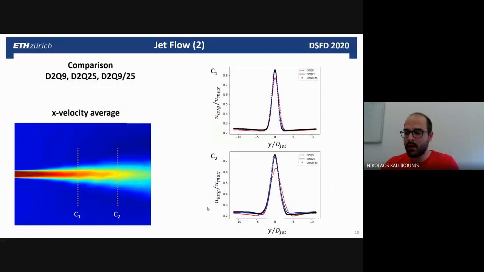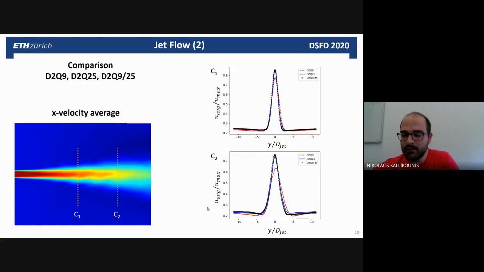The time average of the X velocity field for the multiscale simulation is shown on the left plot. Comparison between the D2Q9, D2Q25 and the multiscale case is shown on the right-hand plots, where the velocity profiles are compared along two different cut planes.